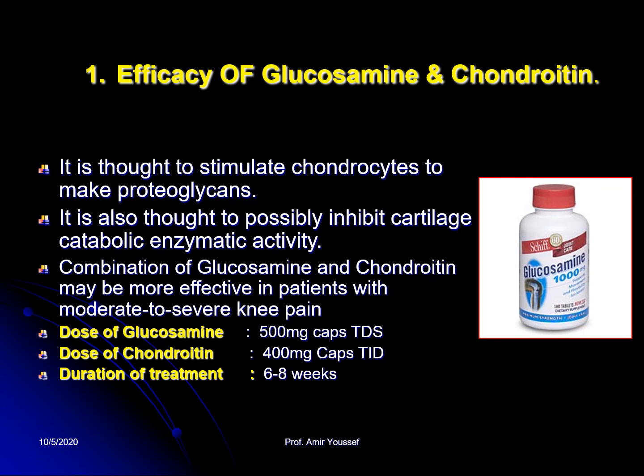Efficacy of glucosamine and chondroitin. It is thought to stimulate chondrocytes to make proteoglycans. It is also thought to possibly inhibit cartilage catabolic enzymatic activity. Combination of glucosamine and chondroitin may be more effective in patients with moderate to severe knee pain. Dose of glucosamine 500 mg capsule TID. Dose of chondroitin 400 mg capsule TID. And duration of treatment from 6 to 8 weeks.